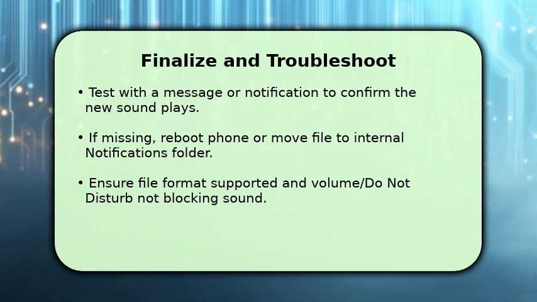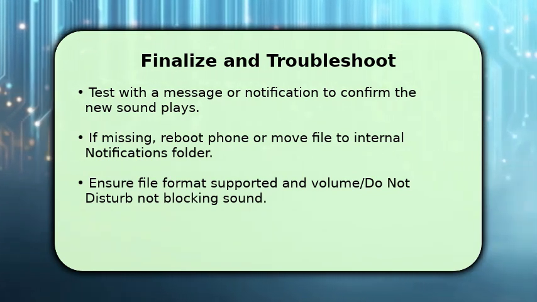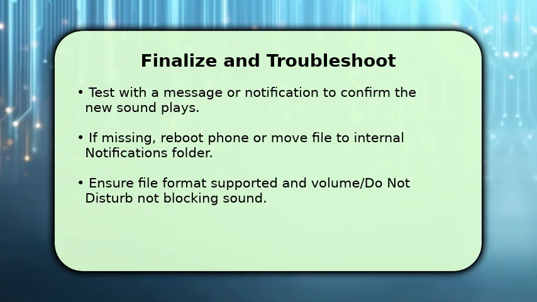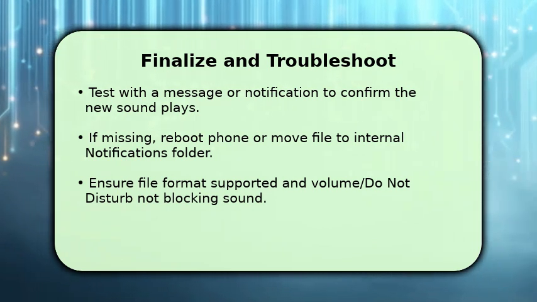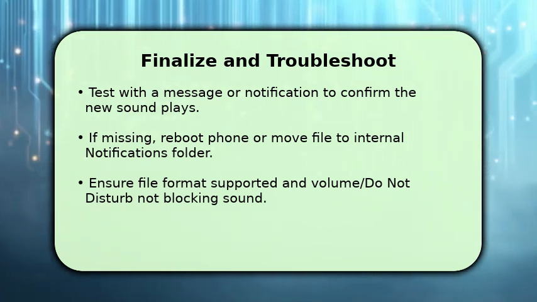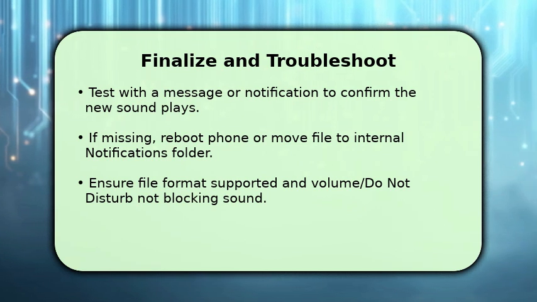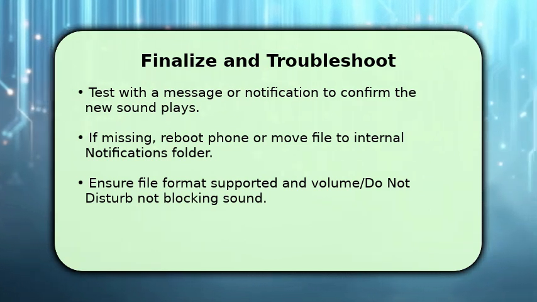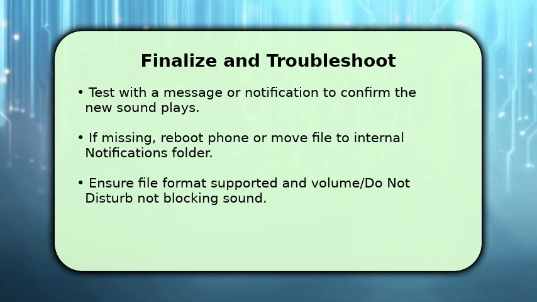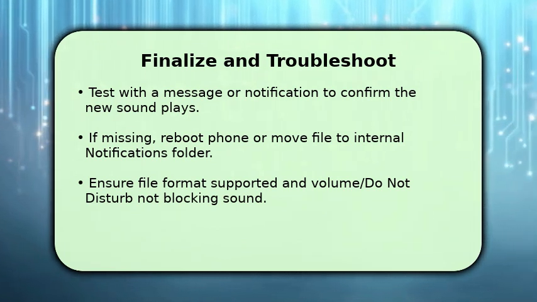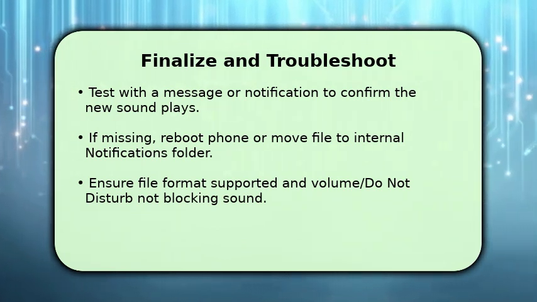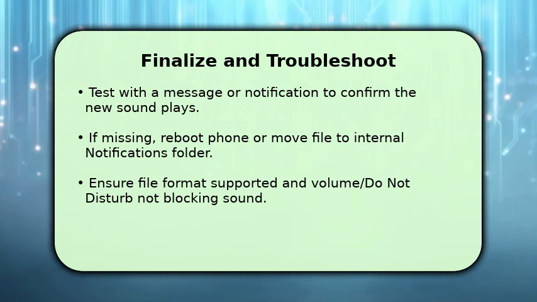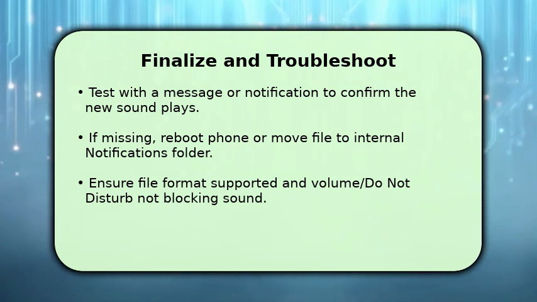If you don't hear it, first check Do Not Disturb and volume levels. Then reboot the phone because the system sometimes needs a restart to index new files. If that fails, confirm the file sits in the internal notifications folder, not a subfolder, and is MP3 or M4A. Move it there via Files app, then repeat the selection. This single method reliably changes Vivo notification sound.